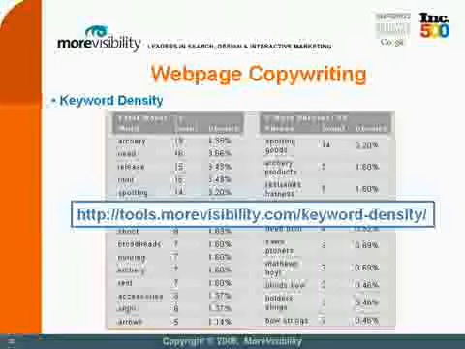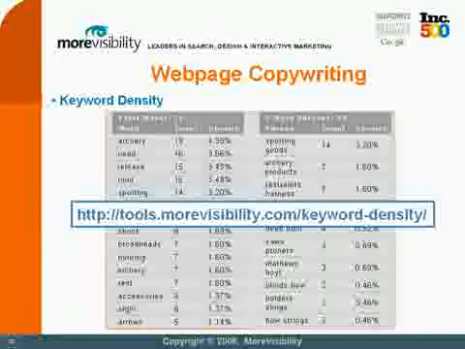For keywords that are 3 or 4 words in length, a 4% keyword density is usually a good average. However, if your keywords are 5 or more words in length, your keyword density should be more along the lines of 1 or 2%.